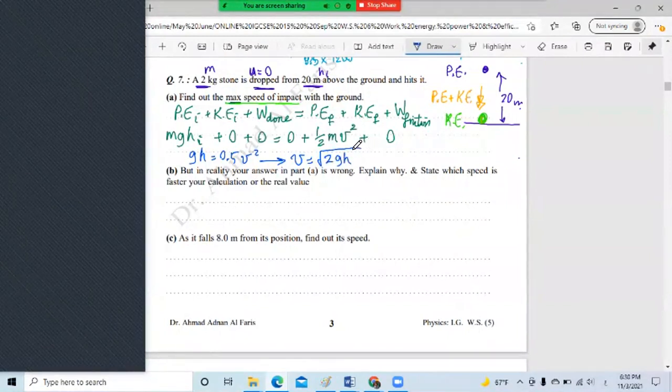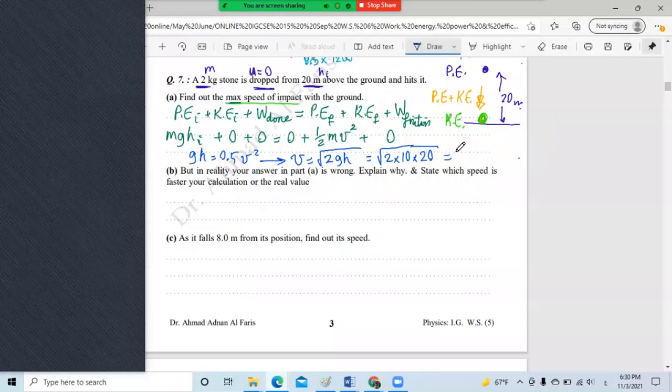Now, this is a special formula that I'm going to use only in this situation, when an object was dropped until it reached the ground. Not necessarily always, so don't memorize this formula. That's why I wrote it; I don't usually write it. So it is equal to the square root of 2 times 10 times what? 20. By using the calculator, the answer is 20 meters per what?